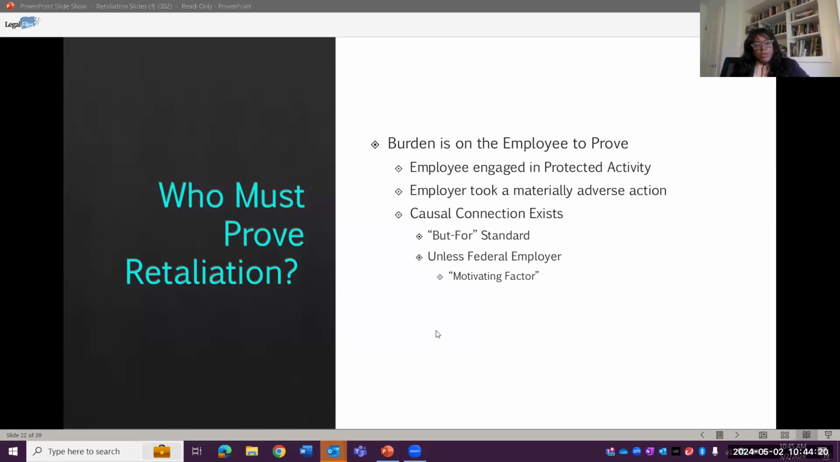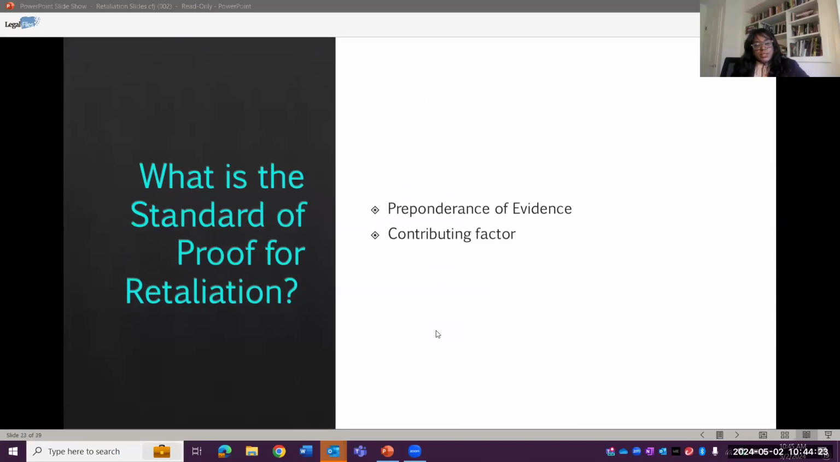Then we want to get into the standard of proof for retaliation. And so, as you can see on the screen, the standard of proof for retaliation is preponderance of the evidence. In order for the employee to prevail in demonstrating a violation, the evidence must show that there is more likely than not a chance that retaliation has occurred and that the retaliation was at least a contributing factor for the adverse action. It is not the employer's burden, though. They don't have to disprove the claim. It's not a burden for them.